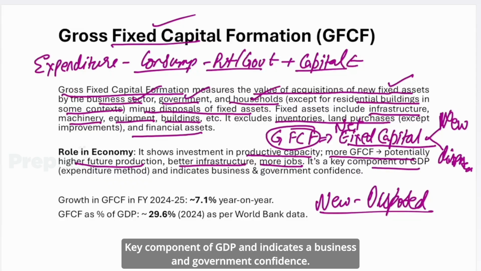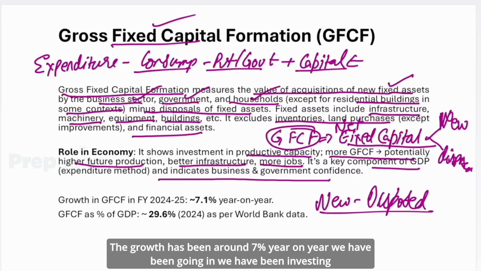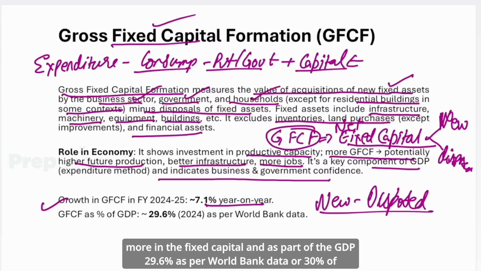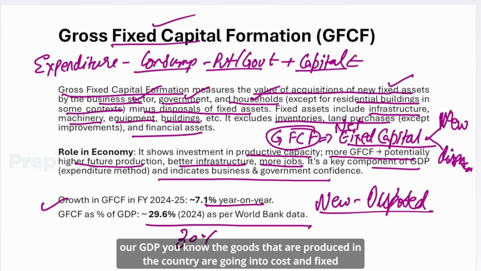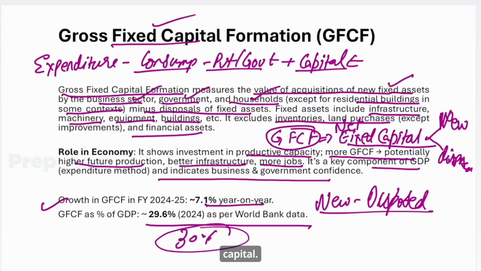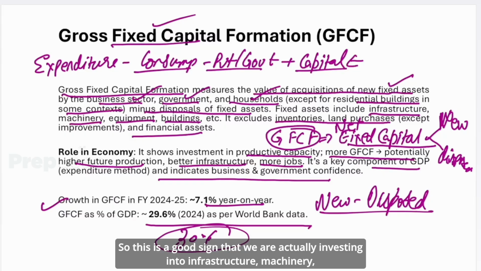Key component of GDP and indicates business and government confidence. So growth has been around 7% year on year. We have been investing more in fixed capital. As part of the GDP, 29.6% as per World Bank data, or 30% of our GDP, the goods that are produced in the country are going into fixed capital formation. So this is a good sign that we are actually investing into infrastructure, machinery, equipment.